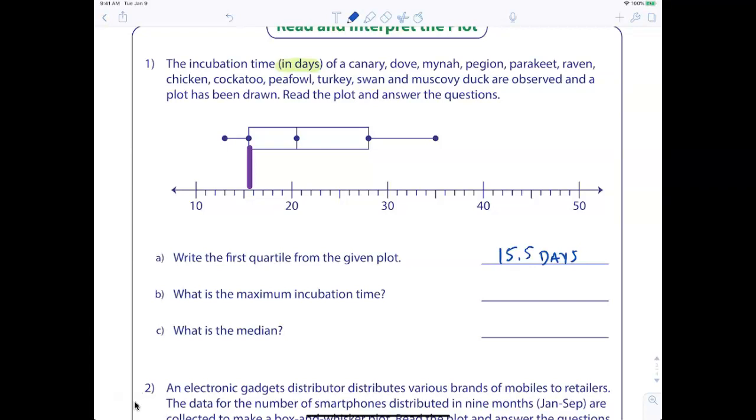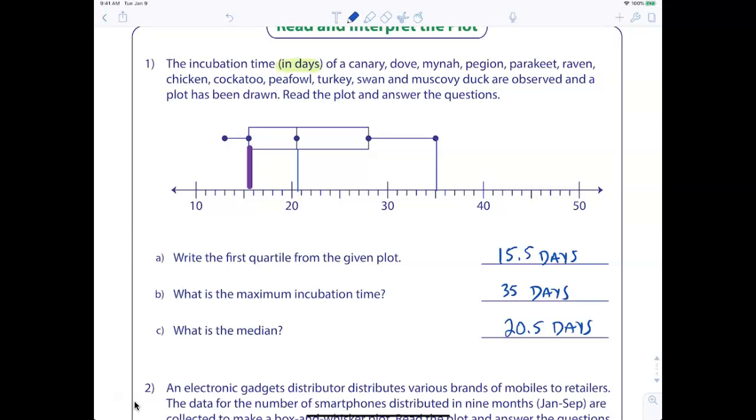Now, maximum. The maximum incubation time. 35 days. Let's draw it out and see what you got. To me, it looks pretty good, like 35. Would I care if you put 35.5? No, because it's hard to see. I don't care. So I think it's 35. If you put 35.5, I'm okay with that. 35 days. Now the median. Here's my median. If I draw that down, that looks like what? 20.5 days. Beautiful. Totally happy with that.